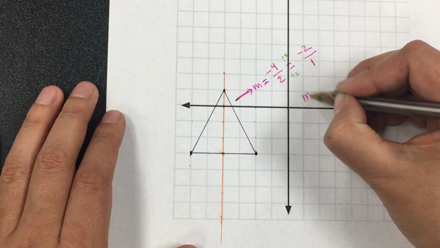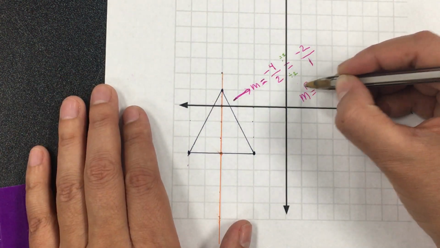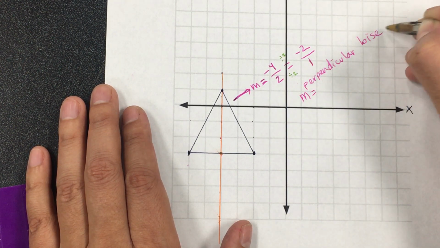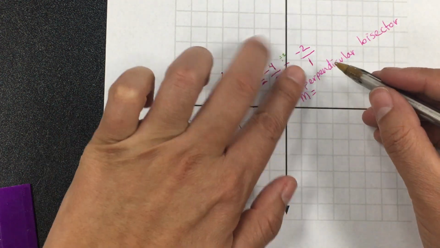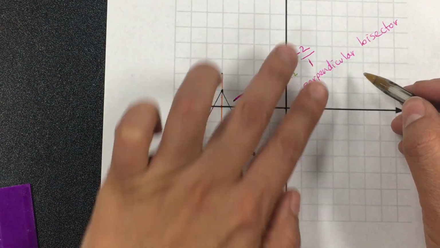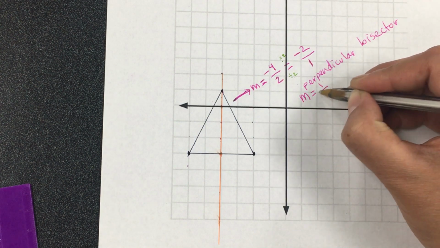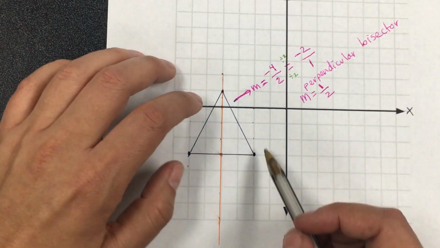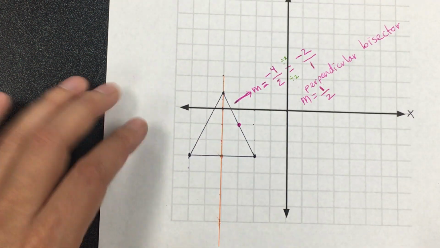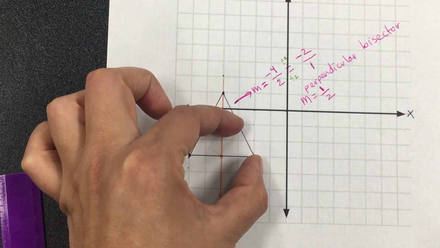But what I need is the slope of the perpendicular bisector. Perpendicular bisector. And so first of all, it should be the opposite. So instead of negative, it's going to be positive. And instead of 2 over 1, it's going to be 1 over 2. So I go ahead and find the midpoint. The midpoint is right there, because you have kind of like a diagonal between two square units.